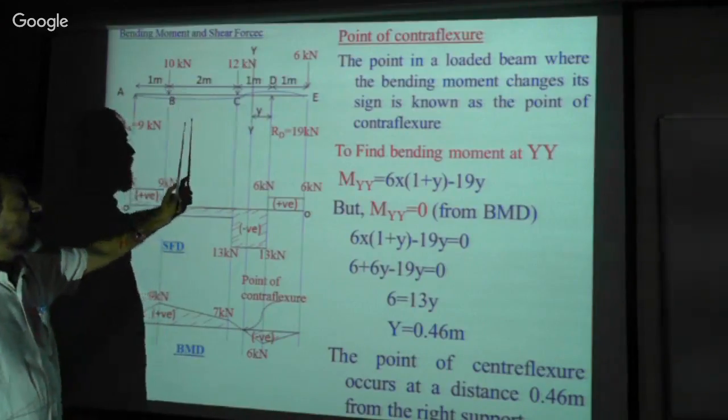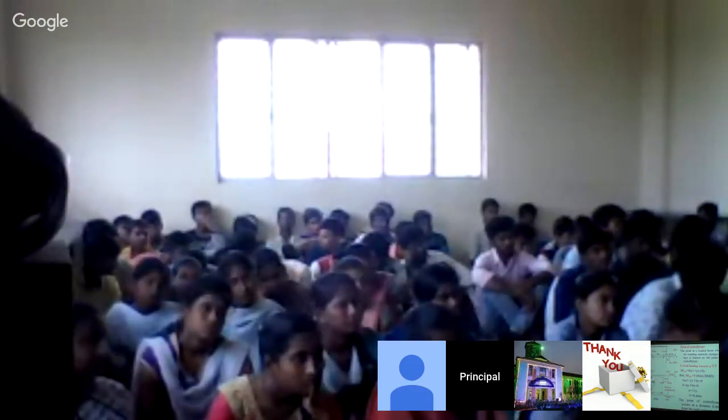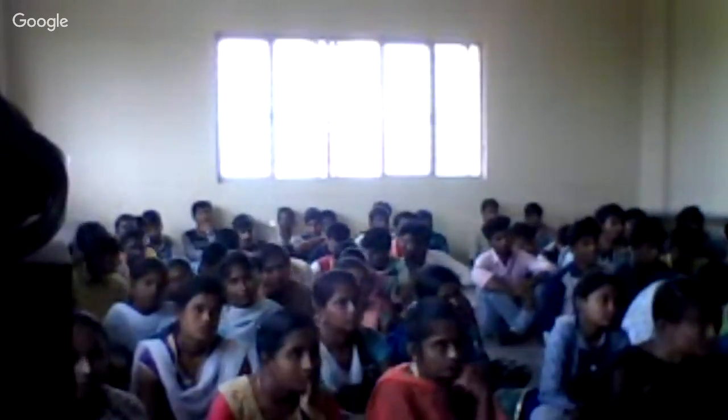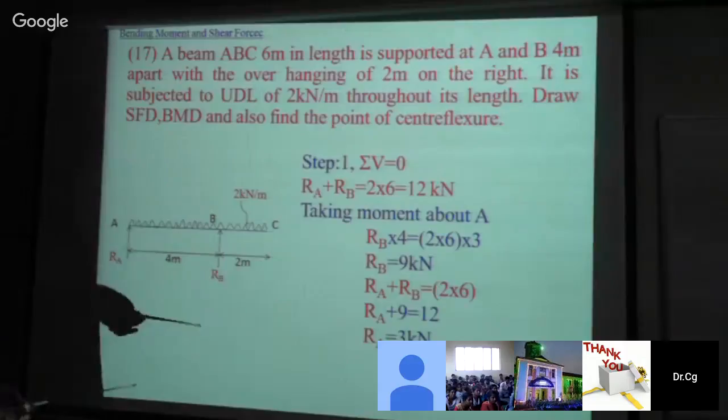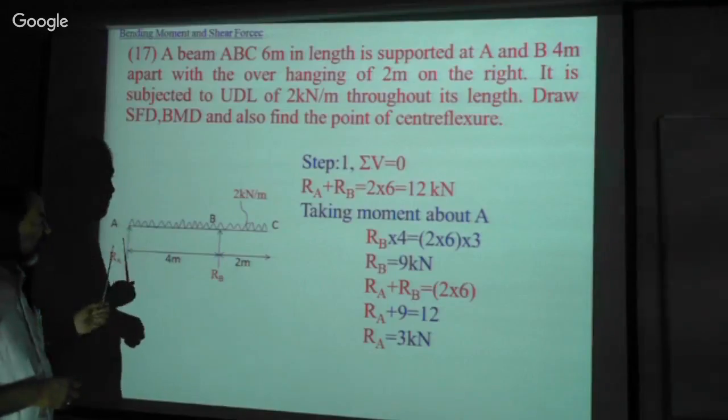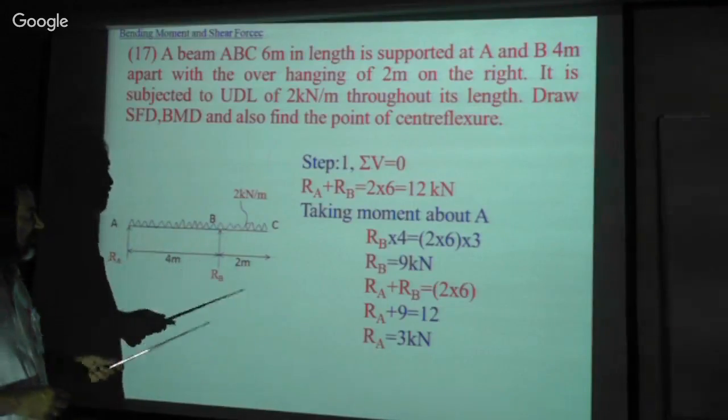Now this completes the preparation of the bending moment and shear force diagram from the given loading. Now we'll have one more problem. Let us solve one more problem. Again, we must read the problem very carefully.